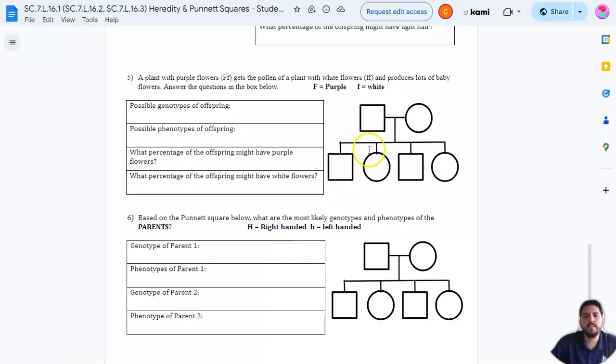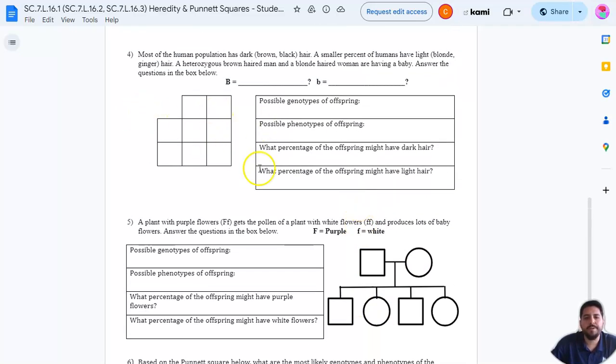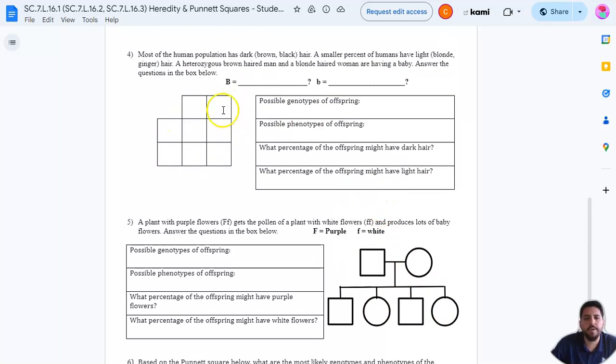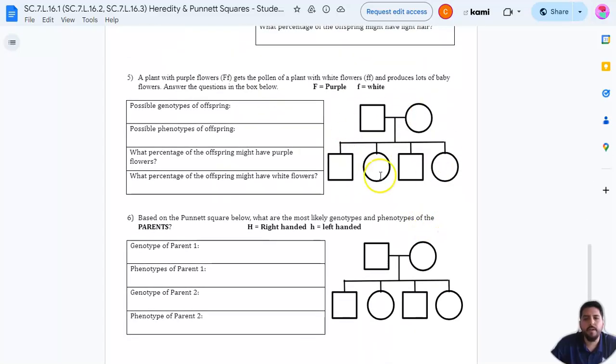Okay, so these next ones are a little bit different. These are going to show a pedigree, but you can do the same idea as a Punnett square. You're going to put the genotypes of the parents in the square and the circle, and then you're just going to bring them down to the offspring here. So it's just a different way of showing this, but on a different map, a different model.